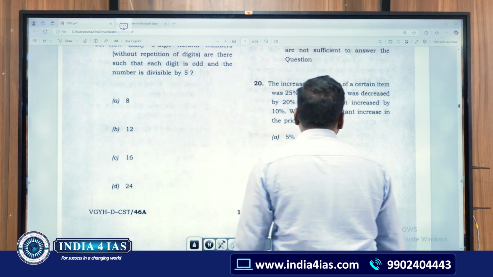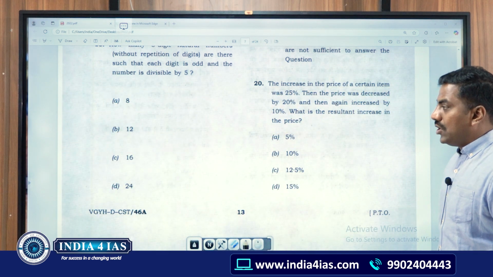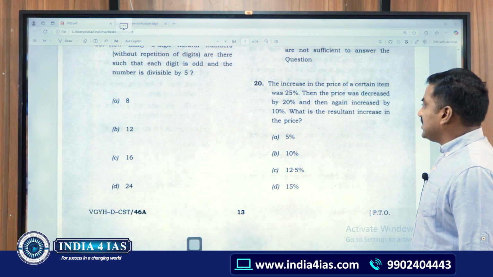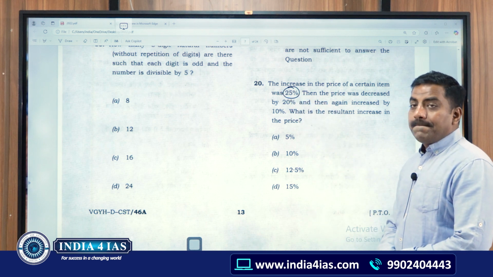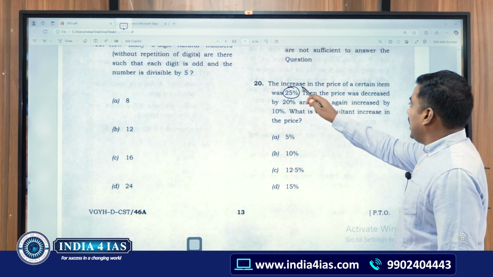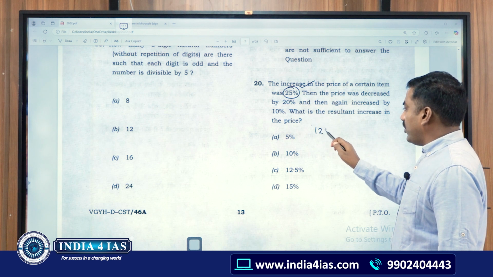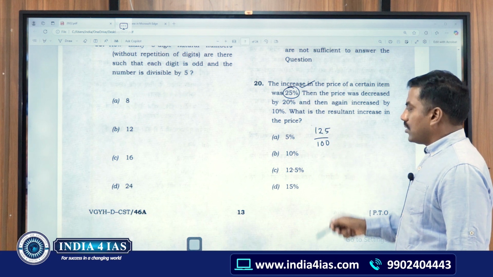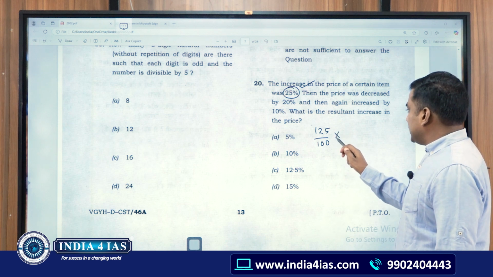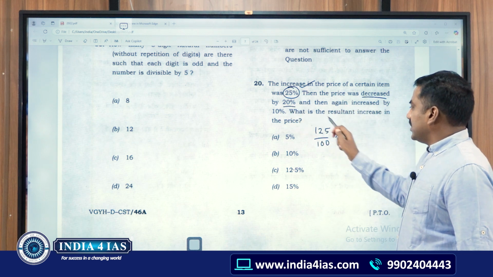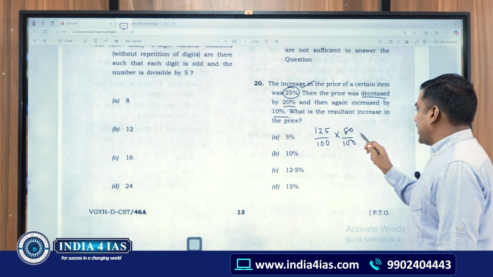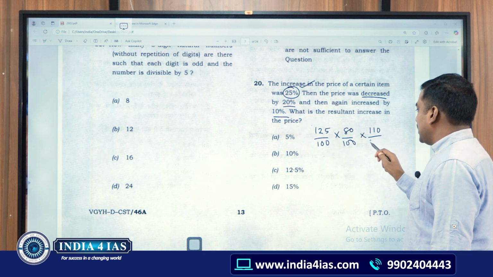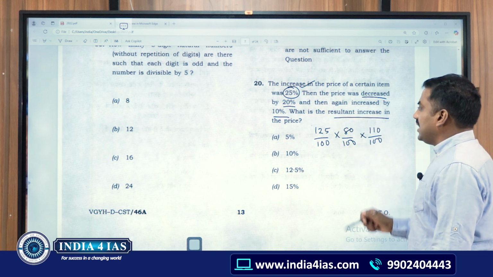Now, the price was increased by 25%. Then the price was decreased by 20%. And then again increased by 10%. Simple. First of all, a particular thing is increased by 25%, so it will become 125 by 100. Next, this is decreased by 20%, then the effect will be 80 by 100. Then again, it is increased by 10%. So now what is the resultant increase?